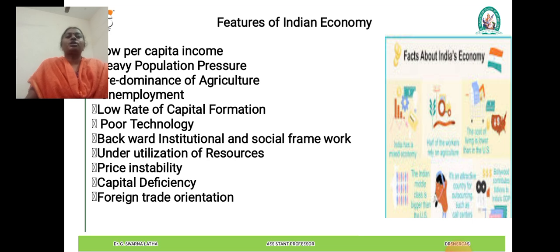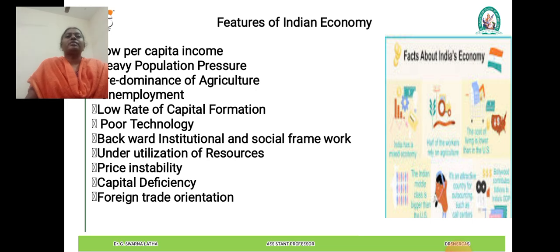Predominance of agriculture. Occupational distribution of population in India clearly reflects the backwardness of the economy. Next one is unemployment. Underemployment and unemployment are an important feature of Indian economy. In underdeveloped countries, labor is an abundant factor. It is not possible to provide gainful employment to the entire population.